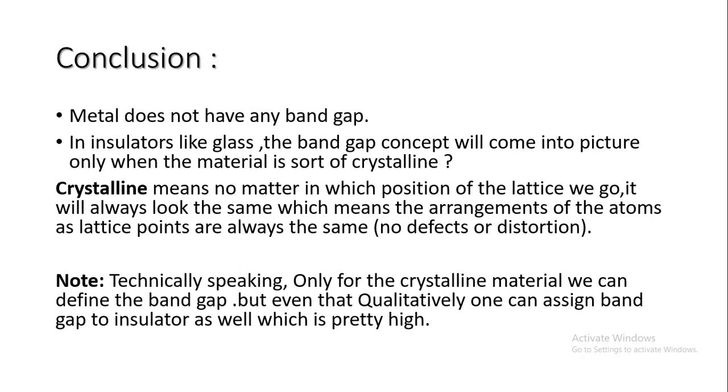Now the question will be, what is crystalline? If you do not have a background of material science, you cannot understand crystalline, but let me explain here. Already you know the crystal, right? Crystalline material means no matter in which position of a lattice we go, in any direction you go, it will always look the same, which means the arrangement of atoms as lattice points is always the same. There are no defects or distortion.